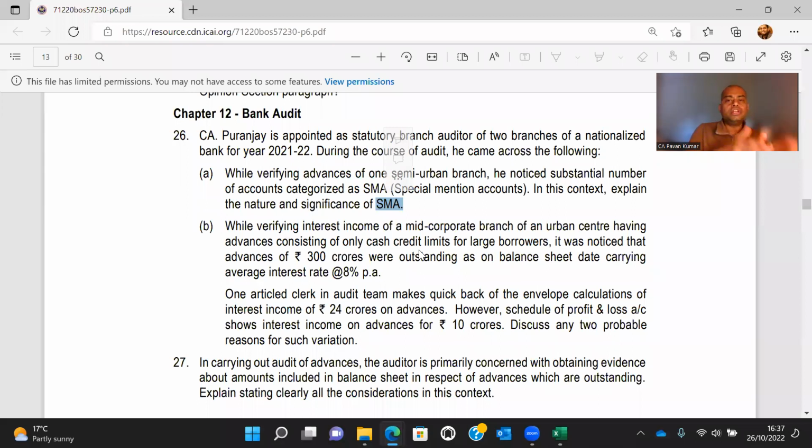So they said SMA 0, SMA 1, SMA 2. SMA 0 is risky cases. SMA 1 is 31 to 60 days overdue. Overdue more than 90 days, it will become NPA. Overdue is less than 90 only, but it is between 31 to 60, then it will be SMA 1. 61 to 90, SMA 2. Correct?